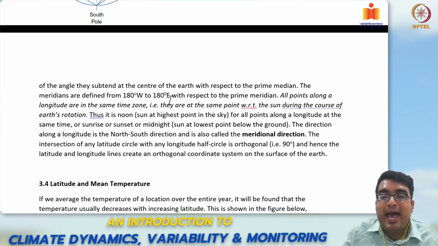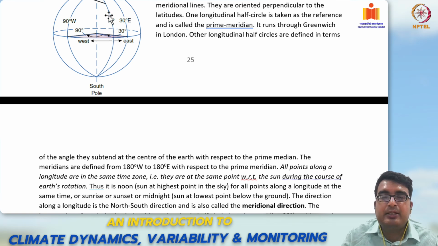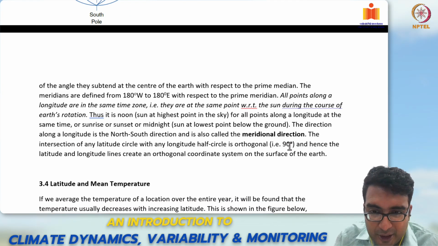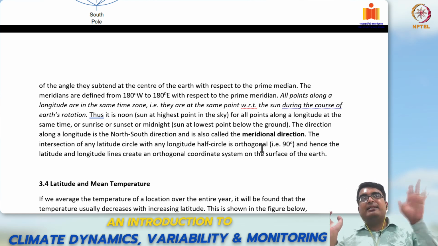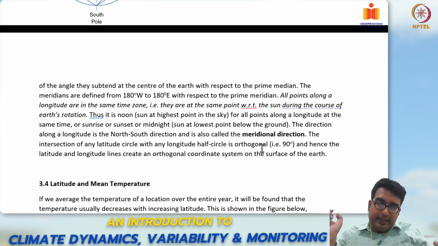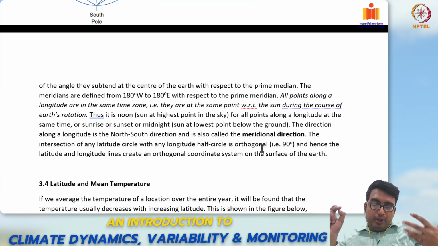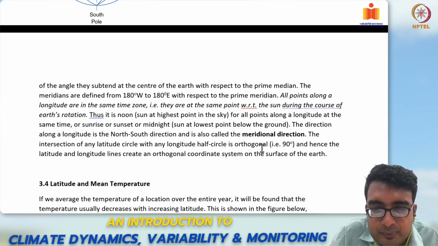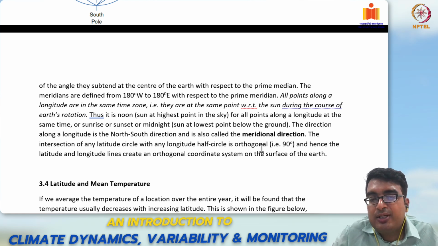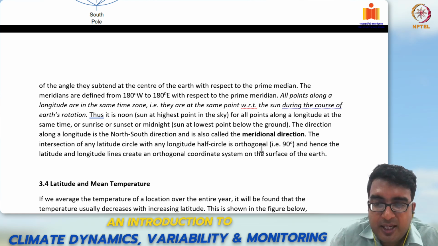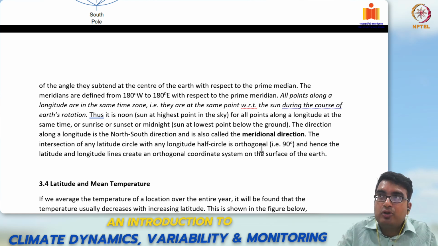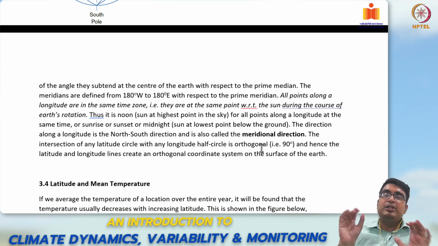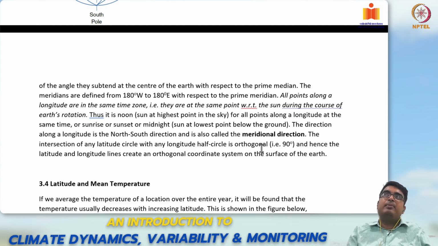Now the direction along a longitude, the north-south direction, is the meridional direction. The direction along a latitude circle is the east-west direction, called the zonal direction. The intersection of any latitude circle with any longitude half circle is always orthogonal, and hence the longitudes and latitudes create an orthogonal coordinate system by which any point on the Earth's surface can be located.